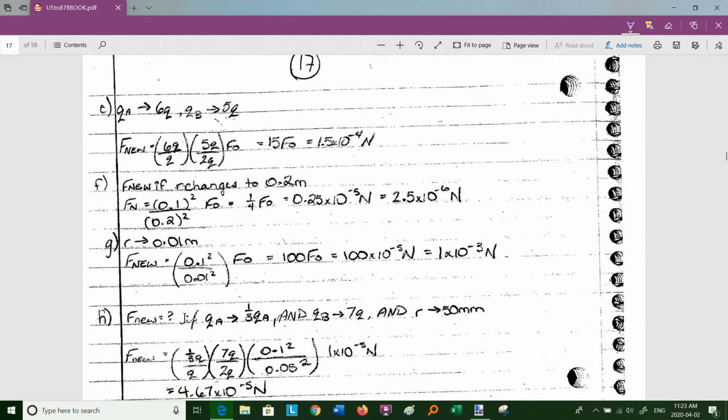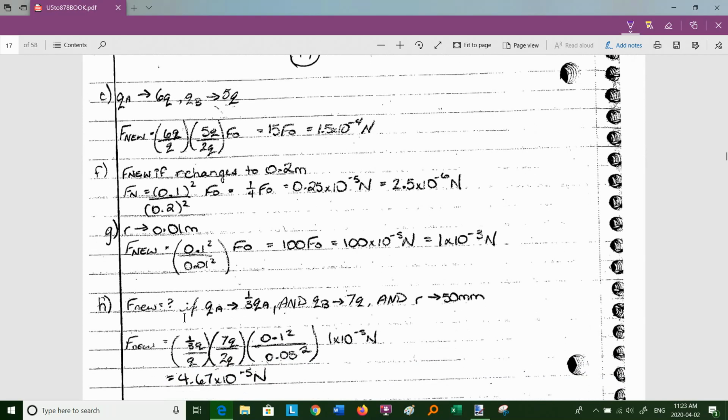Now, in F, I'm going to change the distance to 0.2 meters. It was 0.1, so now I'm doubling the distance to 0.2, so my force is now a quarter of what it was before. If you plug it into that proportionality equation, that's how it works. 0.1 divided by 0.2 all squared, or 0.1 squared over 0.2 squared, you get the same thing, a quarter of F original. So 2.5 by 10 to minus 6 newtons.